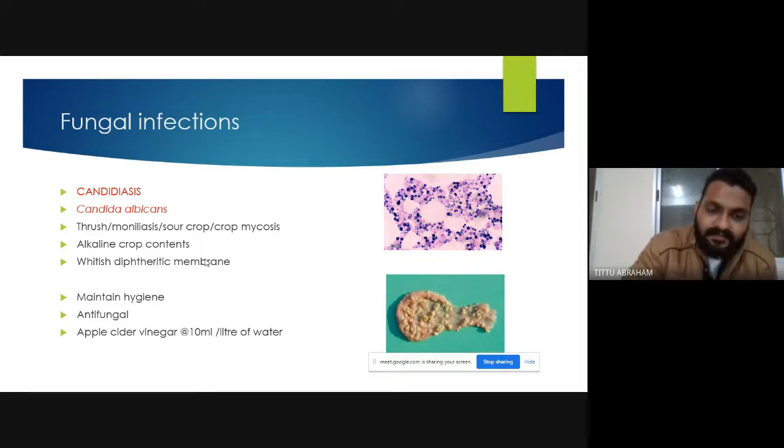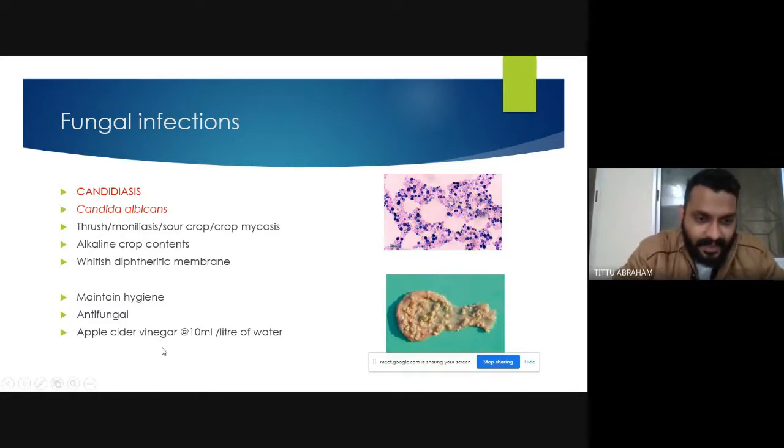So what we do is make the condition acidic. For that, we use apple cider vinegar at 10 ml per liter of water. Even to control other fungal growth, you can use apple cider vinegar at 10 to 15 ml per liter of water, and you can go for washing as well. That comes to around 1 ml in 100 ml water. In case of severe infections, especially eye infections, you can use antifungal eye drops and oral antibiotics. Systemic antifungals are necessary.